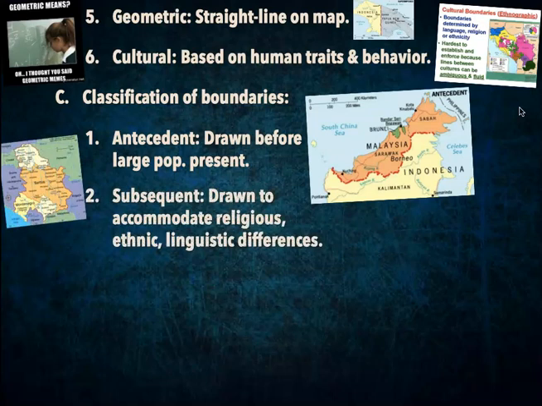A subsequent boundary is one that we usually end up drawing or placing onto a map mainly because of religious differences, or it might have something to do with ethnicities or even language differences.